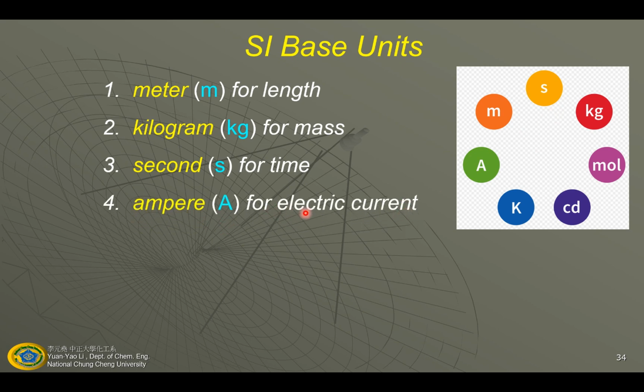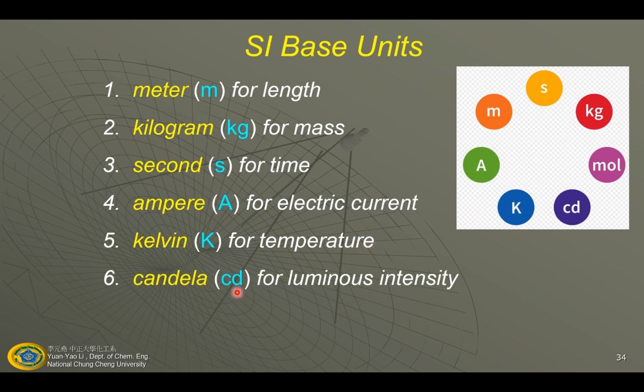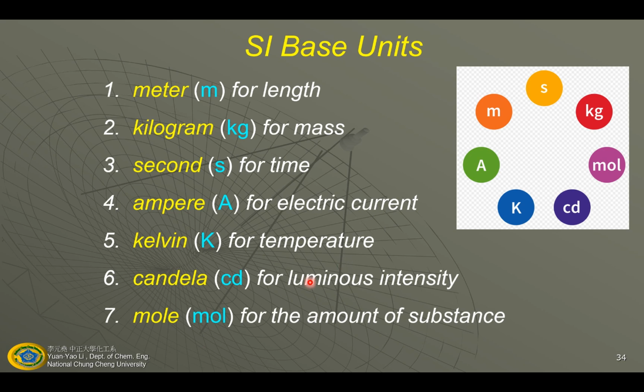Ampere is for electrical current. Kelvin is for temperature. And candela is for luminous intensity. And mole is for amount of substance. So these are the SI base units.